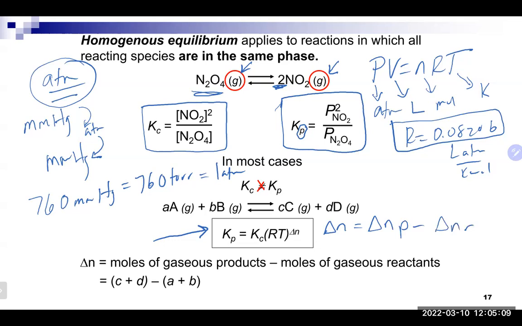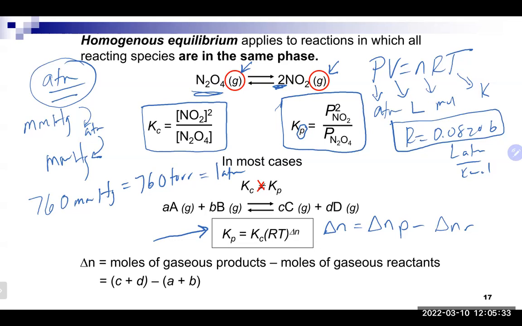Basically, everybody with a (g) next to them in the equation, right? And we add up the number of gas molecules by looking at the coefficients. So in the above equation, on the right-hand side, there are 2 gas molecules. On the left-hand side, there is 1. So it would be 2 minus 1, which in this case gives you a delta n of 1.